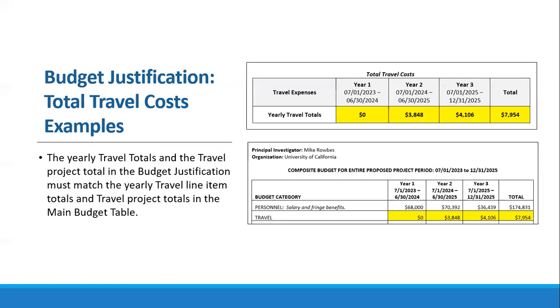Then those totals are summed in the total travel cost tables at the end, very similar to what we saw in personnel. And then this line must match exactly the main budget table's travel line. Another great place to check your work.